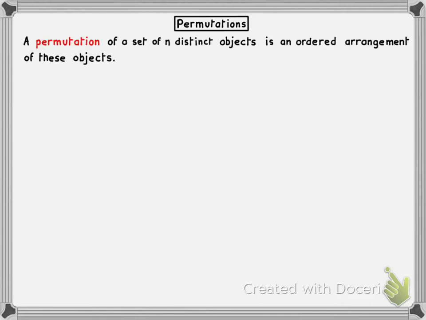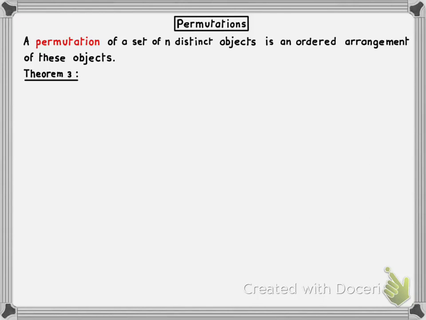Then we define the concept of a permutation of this set as an ordered arrangement of the objects in the set. So a permutation of a set is just a listing of all the elements in a set in some order. Now, of course, there are many ways you could list the elements of a set. There are many orders you could do it in. And counting this number is called counting the number of permutations of the set.